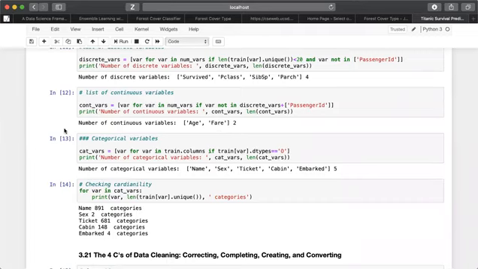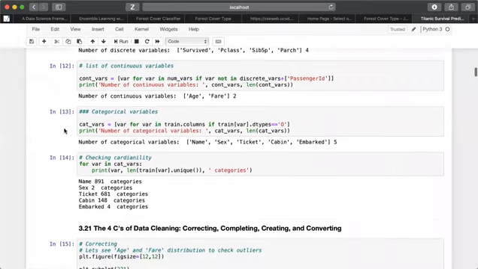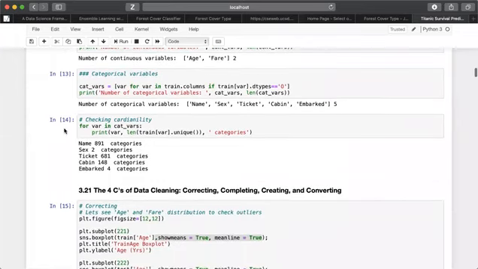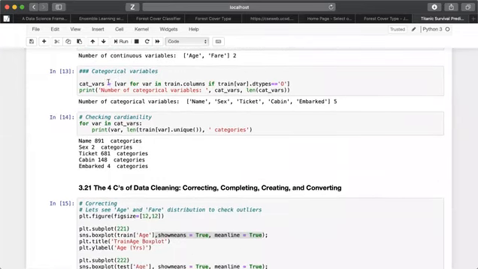Now after finding the numerical variables, I have gone to find the categorical variables using the same code, that is, cat_vars is equal to var for var in train.columns if the train[var] data type is equal to object. By this we find Name, Sex, Ticket, Cabin, and Embarked. These are the categorical variables.